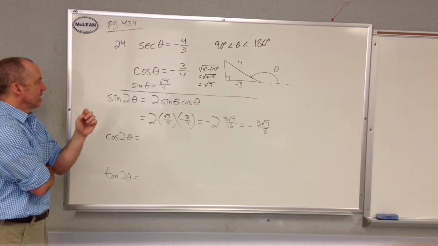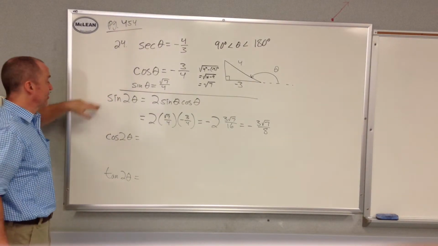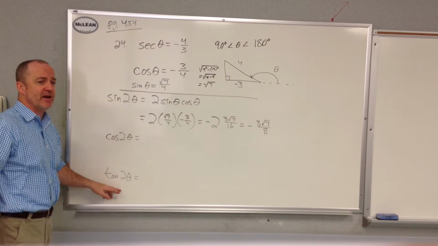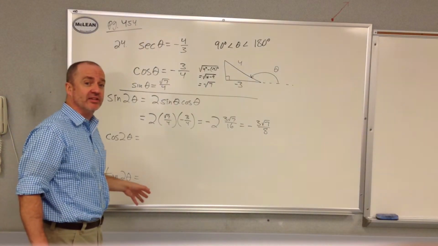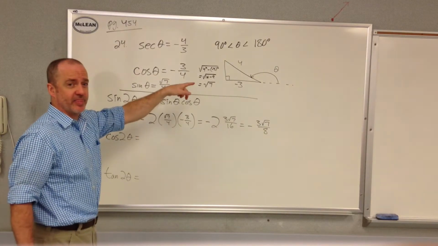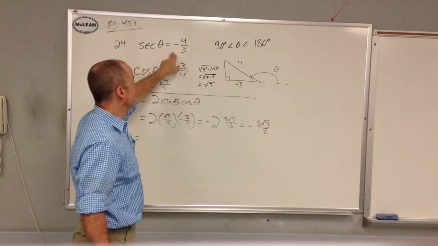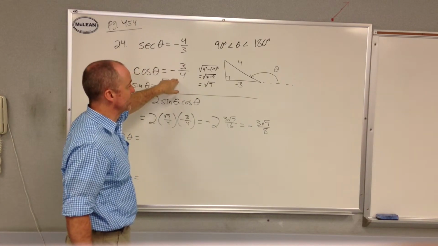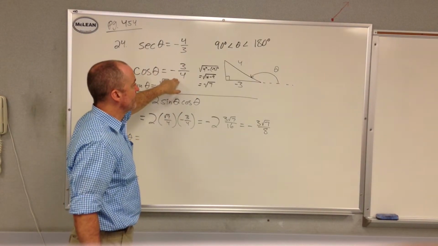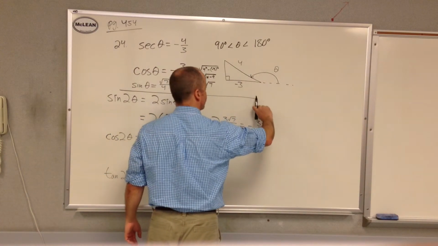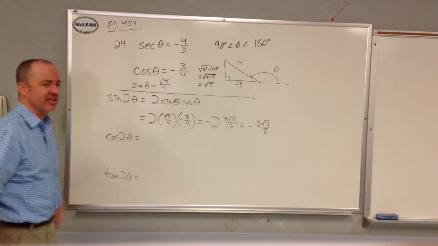It gave us the secant, and it's asking for the sine of 2 theta, the cosine of 2 theta, and the tangent of 2 theta. Keep in mind, we're not finding out what theta is. We don't know what that angle is. We know it's in quadrant 2 because they tell us, and that's a good place for a negative secant and a negative cosine to be. We know if we double this, whatever it is, it's going to be somewhere where we get a negative sine.